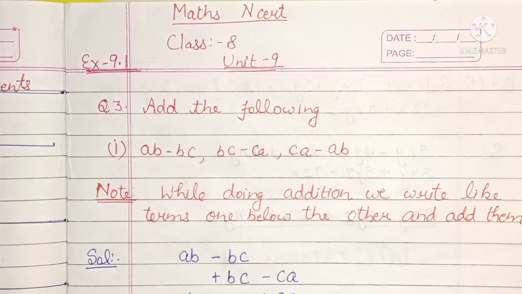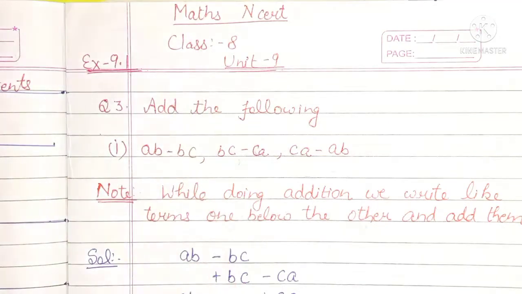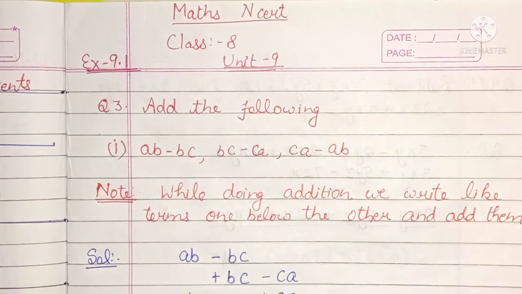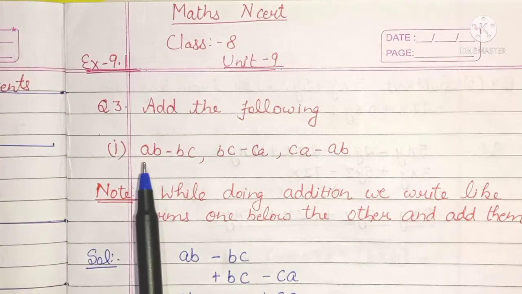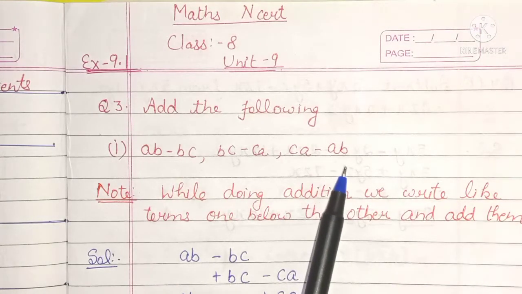Hello dear students, today we are going to do question 3rd of exercise 9.1 of class 8th. So the third question is add the following. So here we can observe 3 algebraic expressions are given and we are supposed to add them.